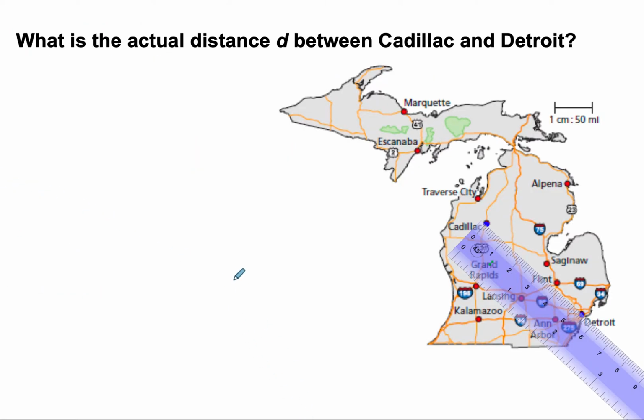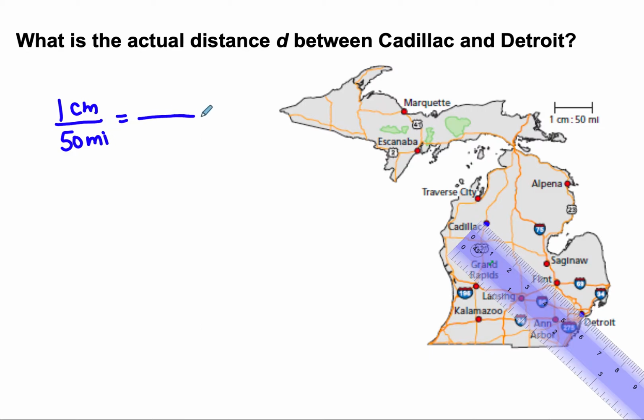All right, so let's take a look at our first problem here. It says, what is the actual distance D between Cadillac and Detroit? I have a point here on both of those cities, and I took a ruler and lined it up. Now, if you look at our map here, our scale for our map is 1 centimeter corresponds to 50 miles. So I'm going to write 1 centimeter over 50 miles.